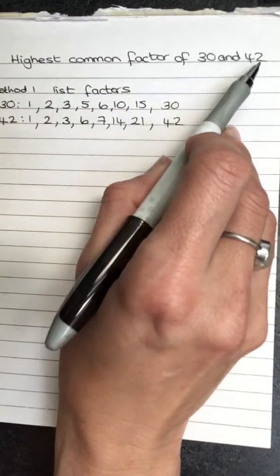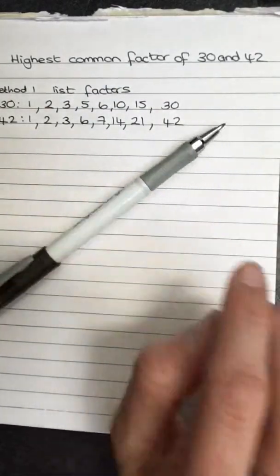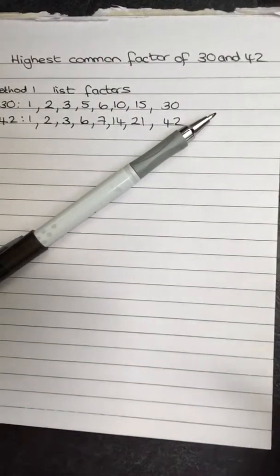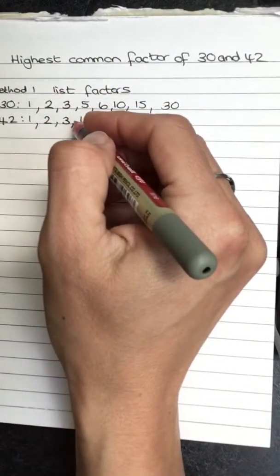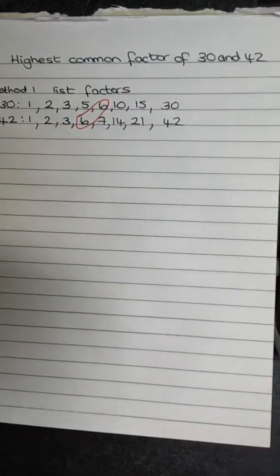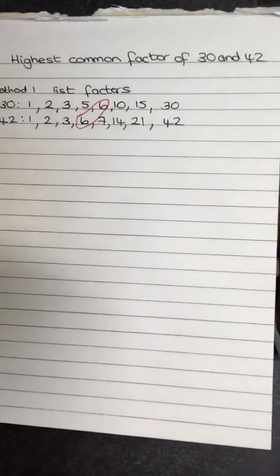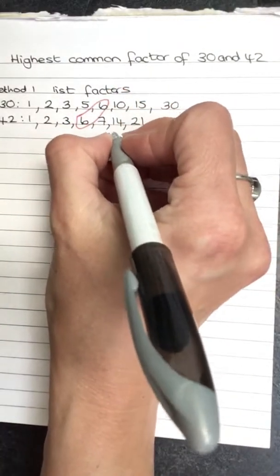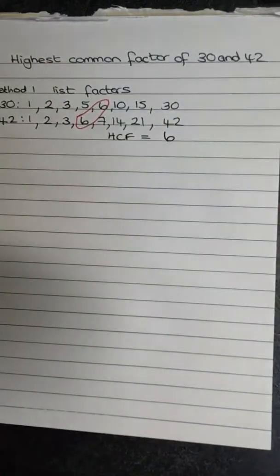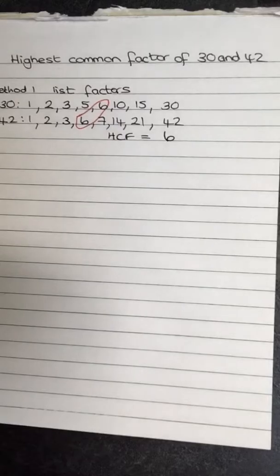Now the question asks for the highest common factor of 30 and 42, so we're looking for the highest number that is common to both lists. So if we look down the numbers, 1 and 2 and 3 are common, but they're not the highest, because 6 is the number that is common to both lists, and it's the highest. So for short, I'm going to write HCF is equal to 6. Okay, so that's method number 1, where you list the factors.